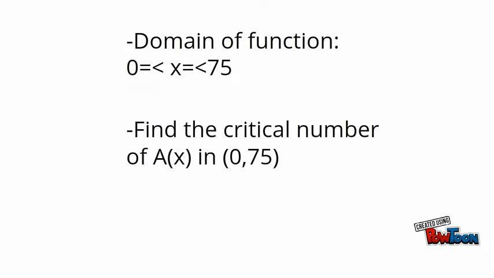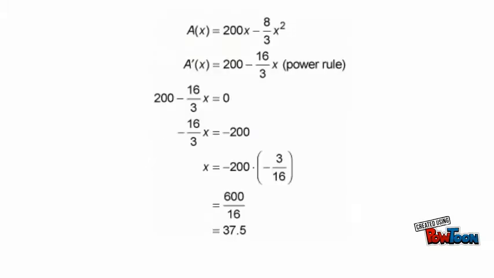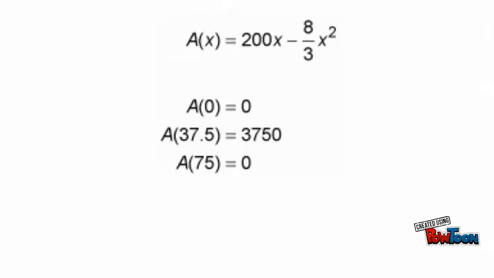Then we need to find the critical number of A(x) in the open interval from 0 to 75 by setting its derivative equal to 0, and we get x equals 37.5. The second derivative of A is equal to minus 16 over 3, which is smaller than 0, so 37.5 gives the maximum value of the function A(x). Now we will evaluate the function at the critical number and at the endpoints of the interval.